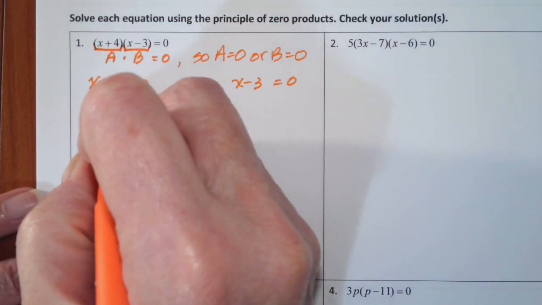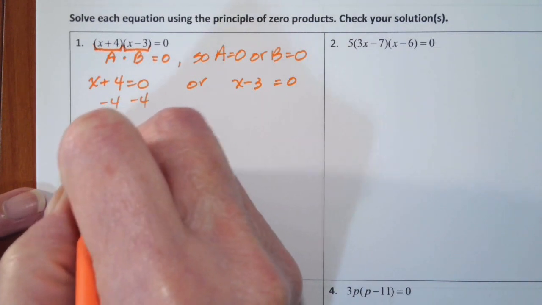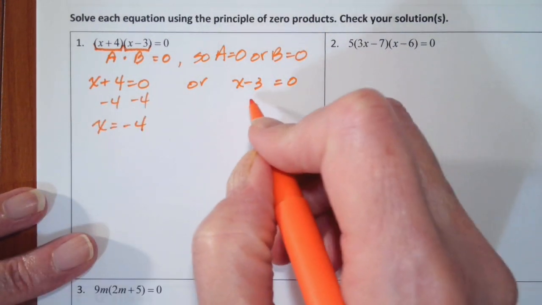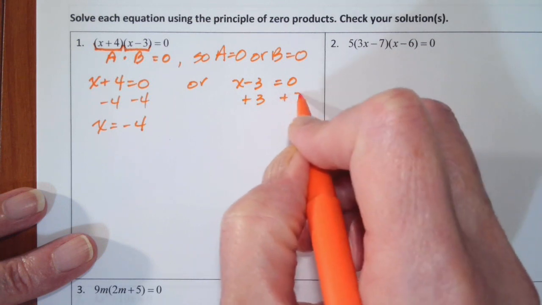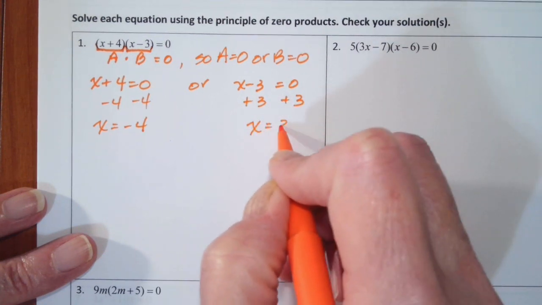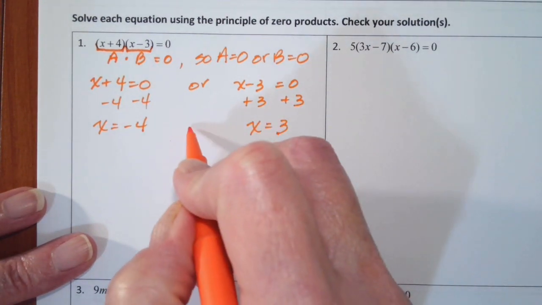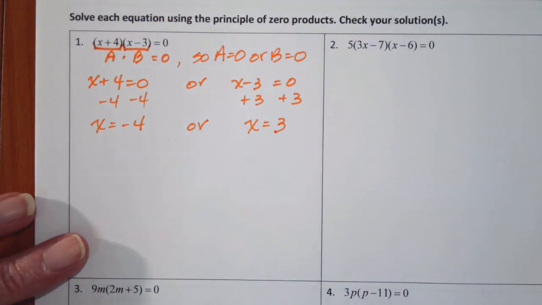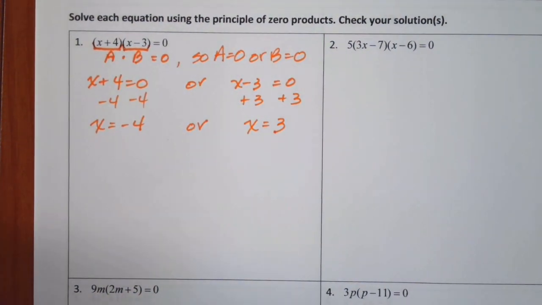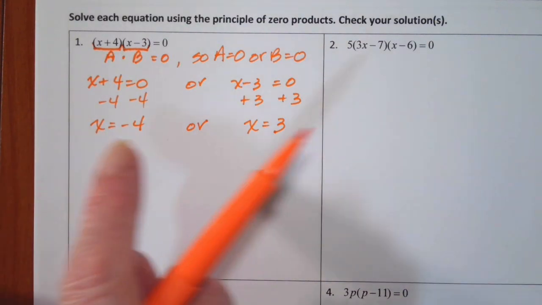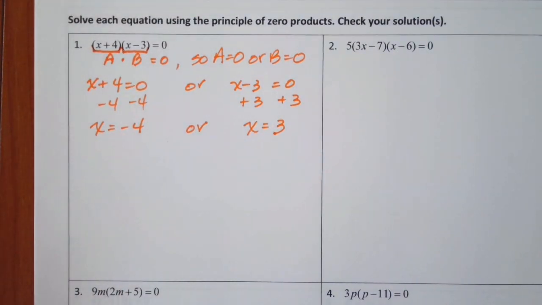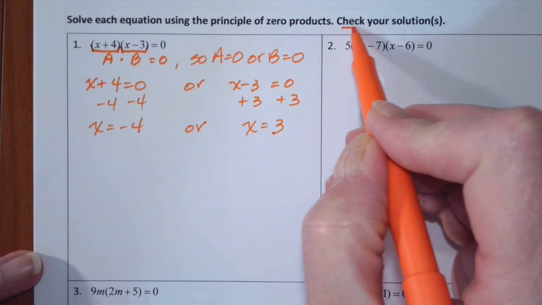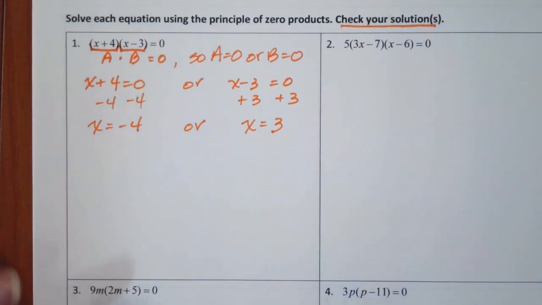Well, of course, to solve this, I'm going to subtract 4 from both sides, and I get x equals negative 4. Here I'm going to add 3 to both sides, and I get that x is equal to 3. So now remember, you can have either 0, 1, or 2 solutions, and it looks like this one I have 2 unique solutions. But also notice in the instructions it says check your solutions. That means I have to check twice.